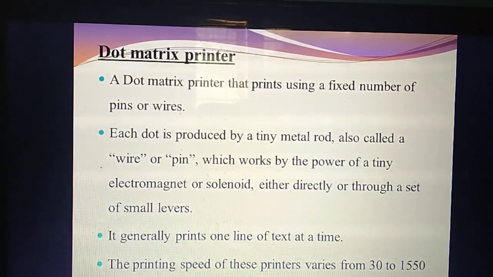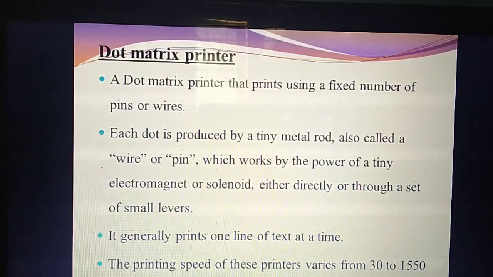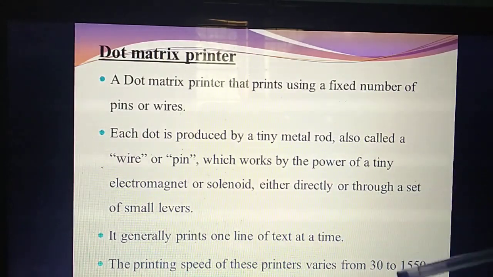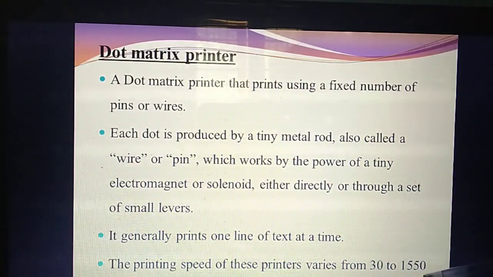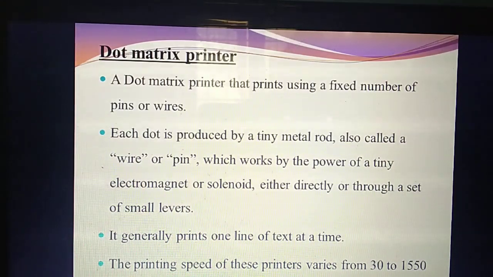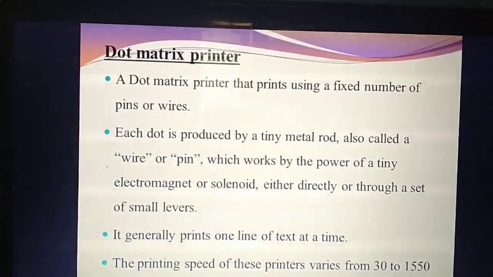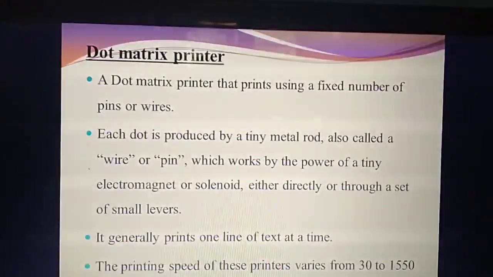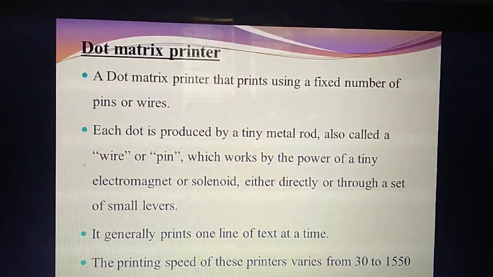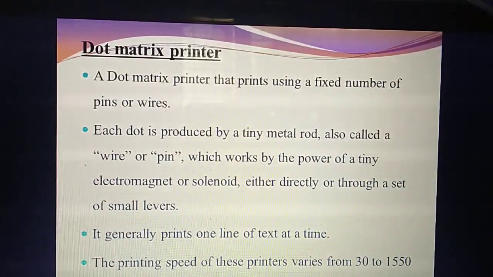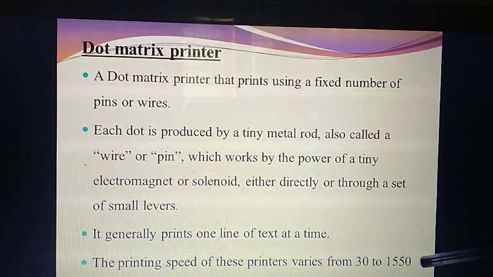In a dot matrix printer, it can print one line of text at a time. At a time, how many lines will it print? Only one line. The printing speed varies from 30 to 550 characters per second. CPS means characters per second. Understand what CPS means? Characters per second. So the printing speed of dot matrix printers varies from 30 to 550 characters per second.